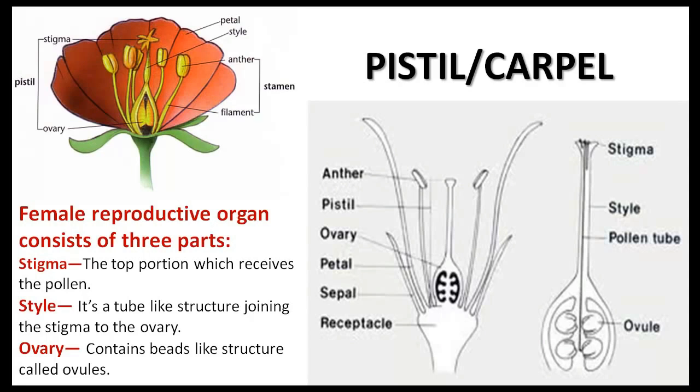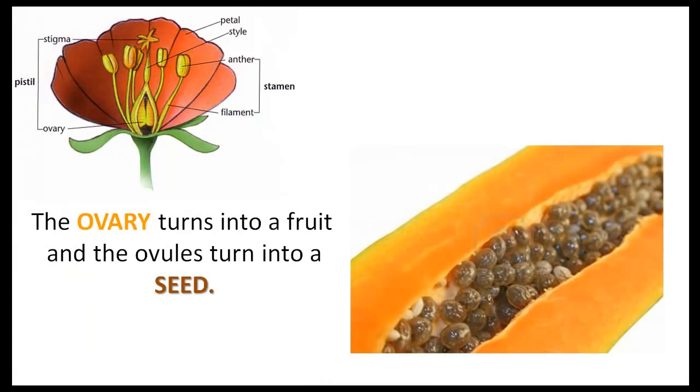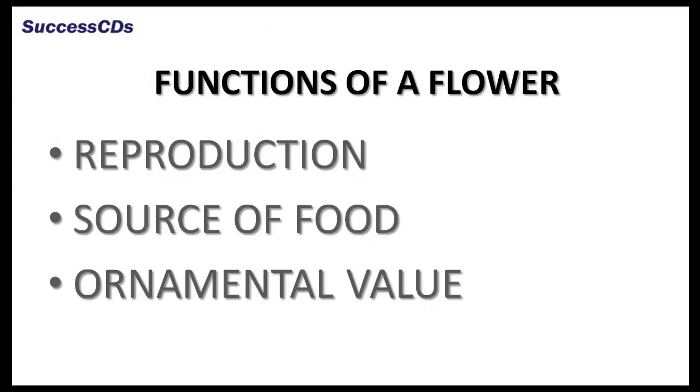The top portion, which receives the pollen, is called the stigma. A tube-like structure joining the stigma to the ovary is called the style, and the ovary contains bead-like structures called ovules. The ovary turns into a fruit and the ovules turn into a seed after fertilization. The flower helps in reproduction and leads to the formation of fruits and seeds.